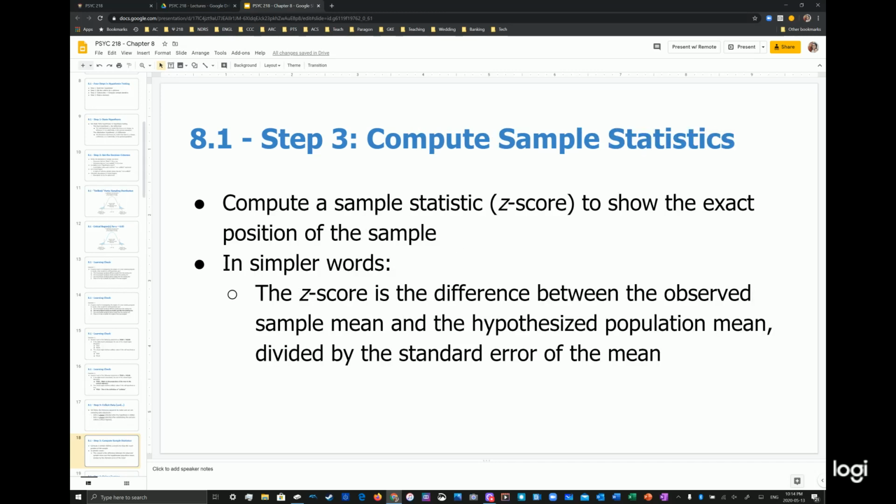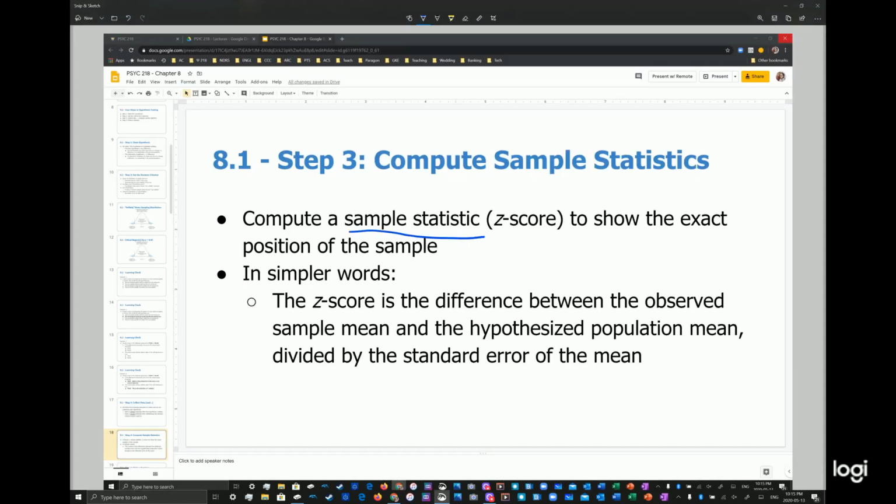So after you got your data, this will be set free at this point, no earlier. Then you have the sample statistic that you can compute into a z-score. For now, we're going to work with examples where we know the population standard deviation and the population's mean. So we can work with z-scores.